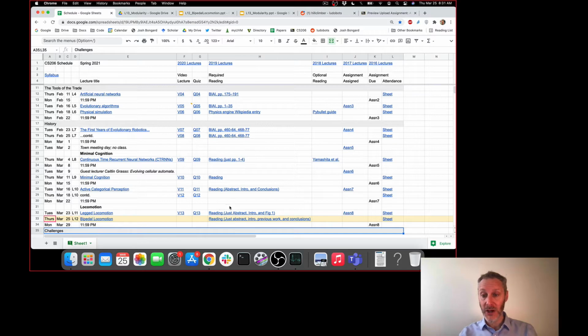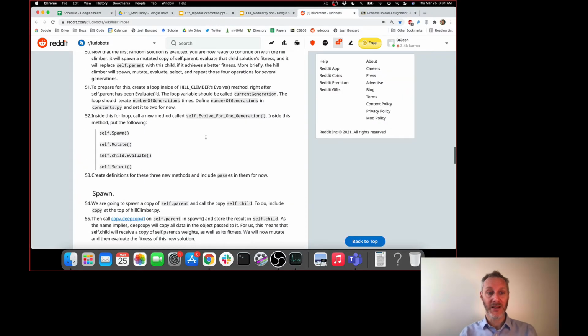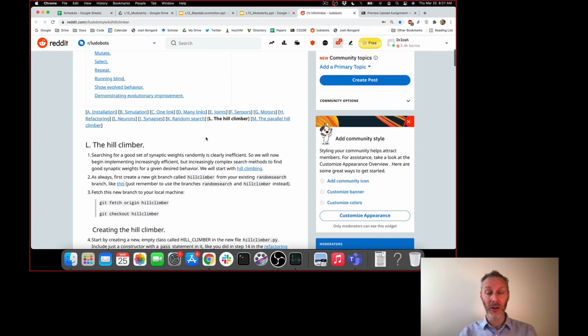And again, before we talk about that, just a reminder, you're on assignment 8, which is implementing the hill climber, arguably the simplest search method next to random search you can imagine. One of you asked about the behavior that we're evolving. I mention in here moving to the left and moving into the screen. So we all have exactly the same camera angle. We're looking at the robot from a diagonal angle.